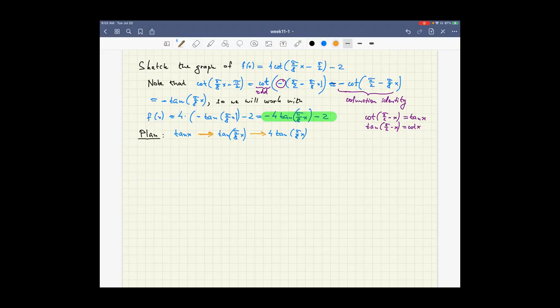Then, of course, to get negative that, we will perform a reflection about the horizontal axis to get negative 4 tangent of pi over 8 x. And finally, we will perform a vertical shift by 2 units downward to get negative 4 tangent of pi over 8 x minus 2.